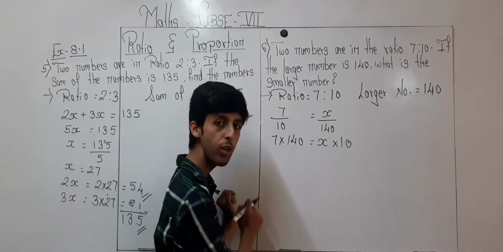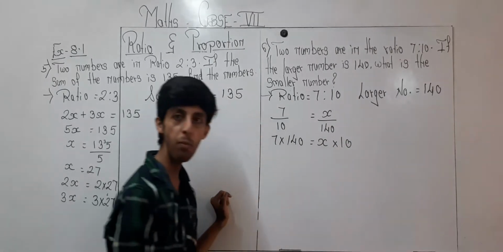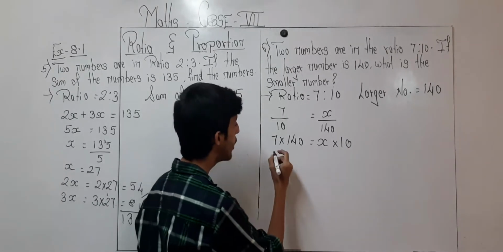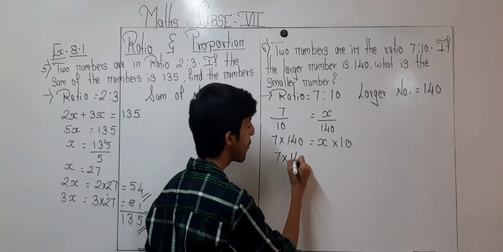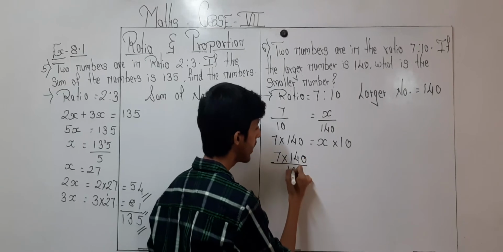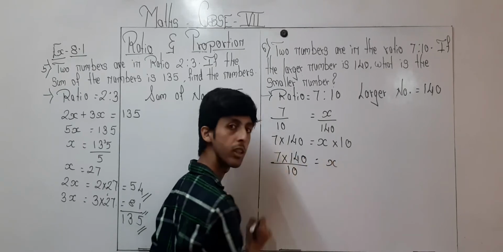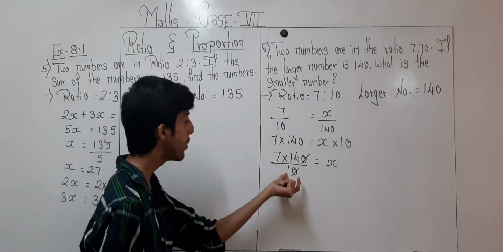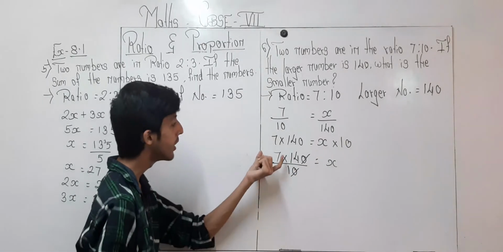So 7 multiplied by 140 is equal to x multiplied by 10. Now 10 is multiplied, when I am taking it over here, it will get divided. So 7 multiplied by 140 upon 10 is equal to x. Okay, so over here 0 and 0 will get cancelled. No need of 1 because any number divided by 1 is the same number itself.